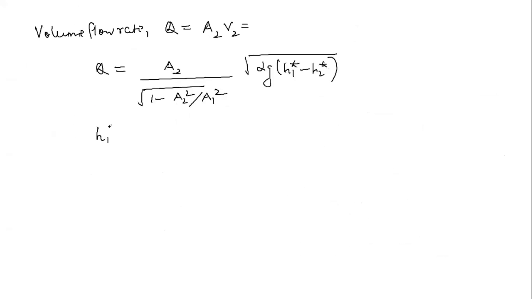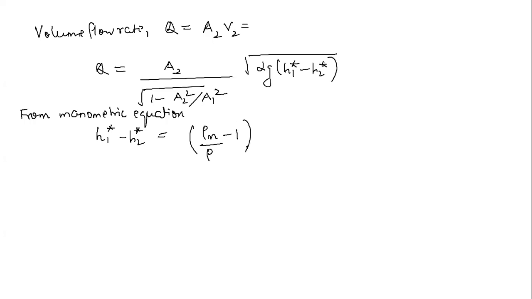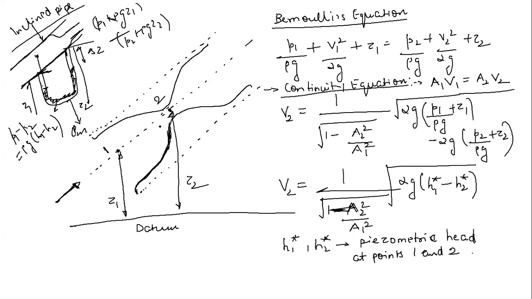If you remember the manometric equation, I'm not going into the details of this. You are mature enough to figure it out, from when I derived the manometric equation for the inclined plane. You can simply say H1 star minus H2 star is given by (rho m by rho minus 1) multiplied by delta H. What is this delta H? This delta H is simply this distance. Very easy. This is clear to all of you, I think.